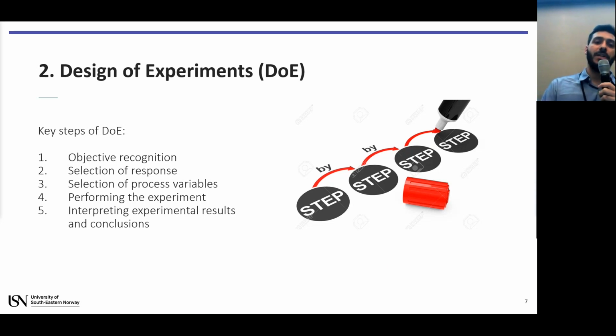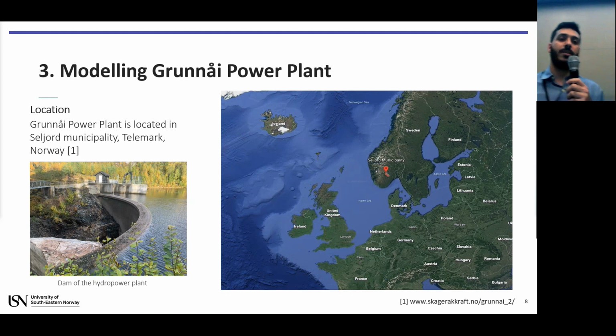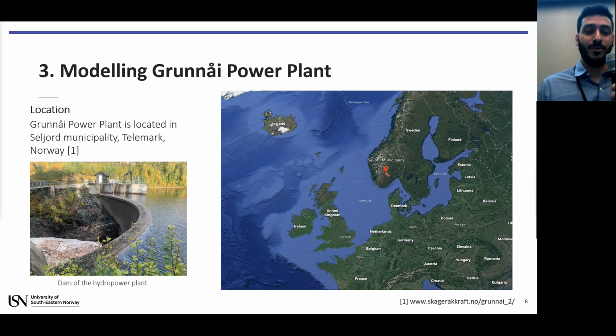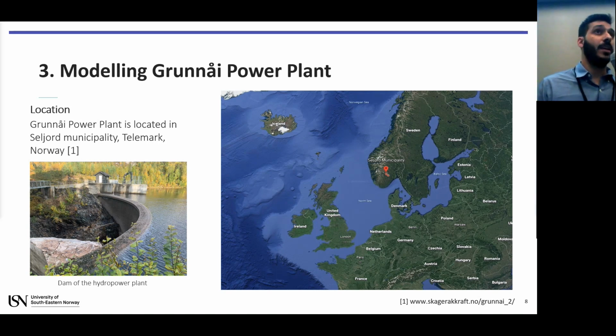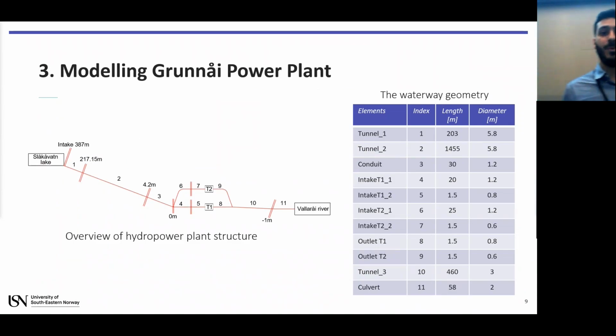So as an illustration of that, we're gonna try to model Grunnȧi. I think this is close enough. This is a power plant located in Norway, in the municipality of Seljord in Telemark, Norway. And the hydro plant parameters can be seen here.